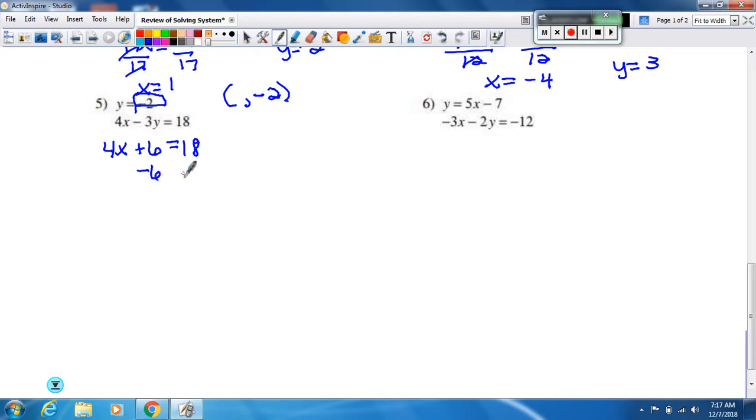Subtract 6 from both sides. 4x, opposites cancel, equals 18. Take away 6 is 12. Divide both sides by 4. X equals 3.